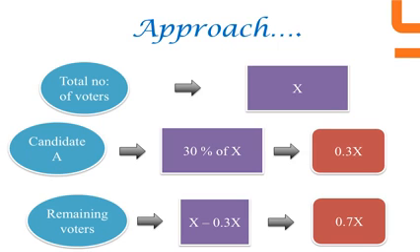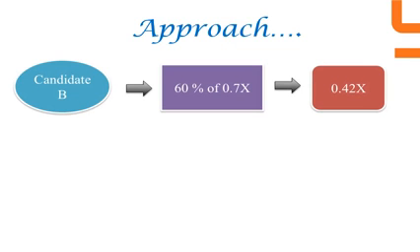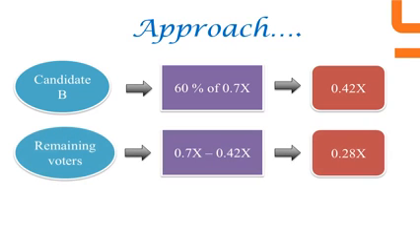Now what was given in the question? 60% of the remaining voters voted for candidate B. So what is that number? 60 by 100 into 0.7x, which will be equal to 0.42x. Again, we have to find the number of remaining voters. How do you find that? We subtract 0.42x from 0.7x. That is 0.7x minus 0.42x. That will give you 0.28x. Now it's given this number did not vote. That is 0.28x people did not vote in that election.